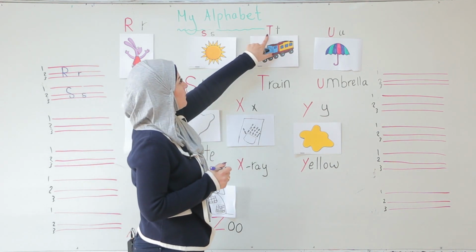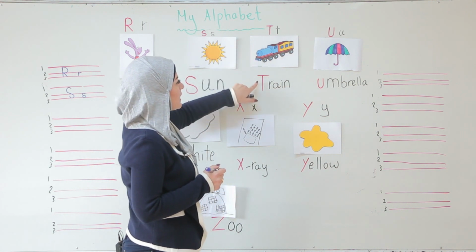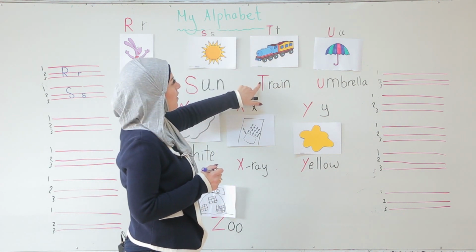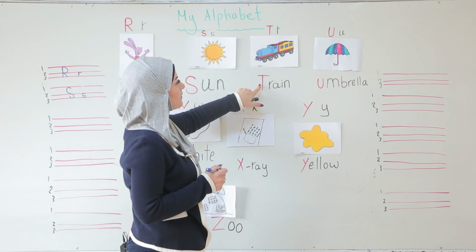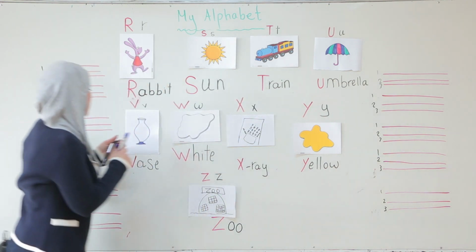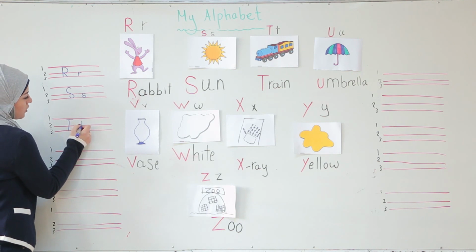Capital T, small t. T like train. The sound of the letter T is T, T. Capital T, small t.